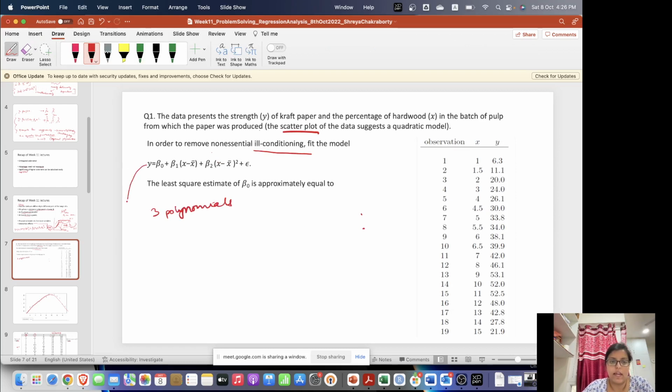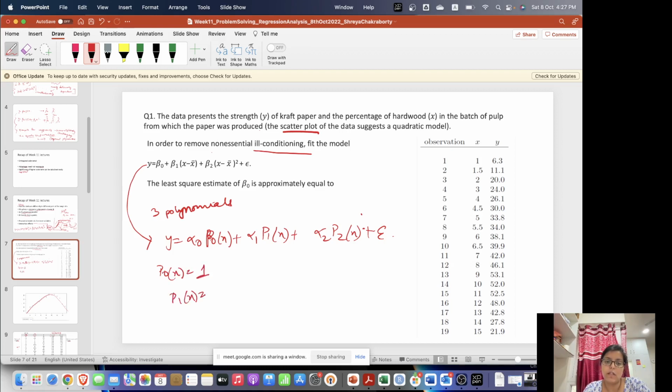So we can rewrite this as y equal to alpha naught p naught x plus alpha 1 p1 x plus alpha 2 p2 x plus epsilon. This is what you are saying? Yes, ma'am. Okay. Now p naught x would be constant 1. p1 x would be x minus x bar upon d into lambda 1.